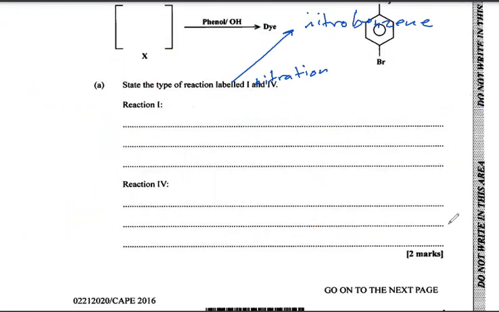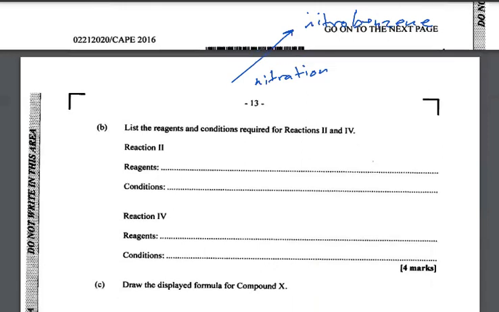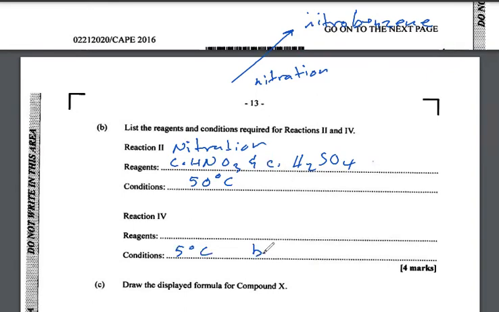Right, so we know that that is nitration. And we know that reaction 2 was nitration. So we put the condition and reagent, and don't leave out the concentrated: concentrated nitric acid and concentrated sulfuric acid. Condition 5 degrees Celsius, you can put below 10 if you want.